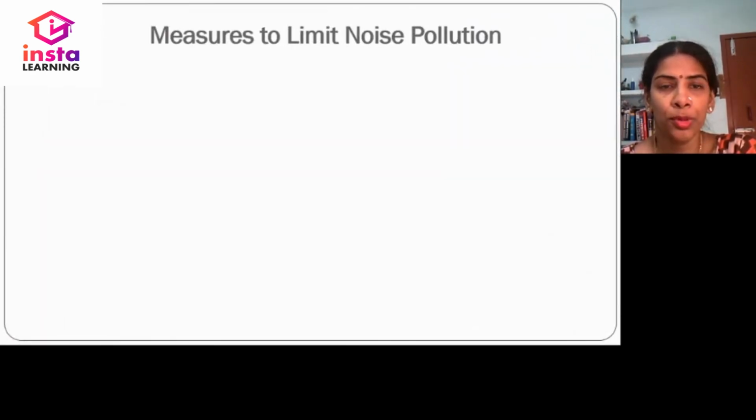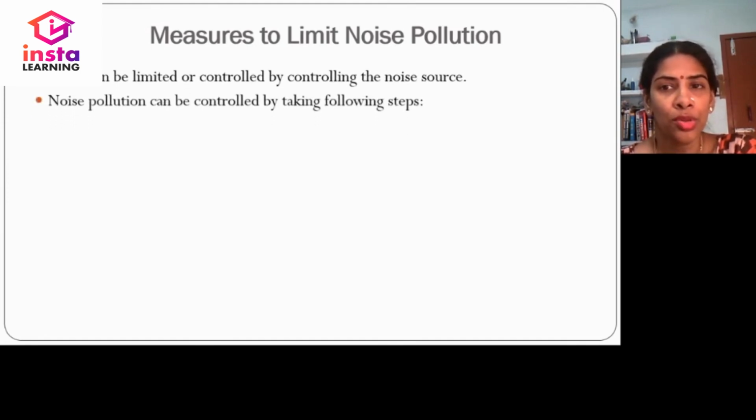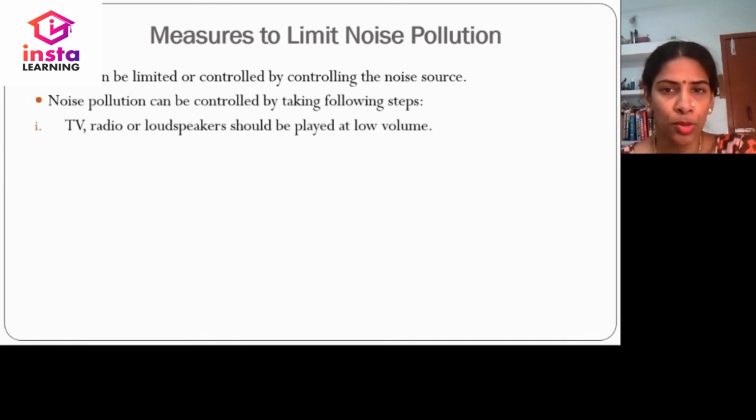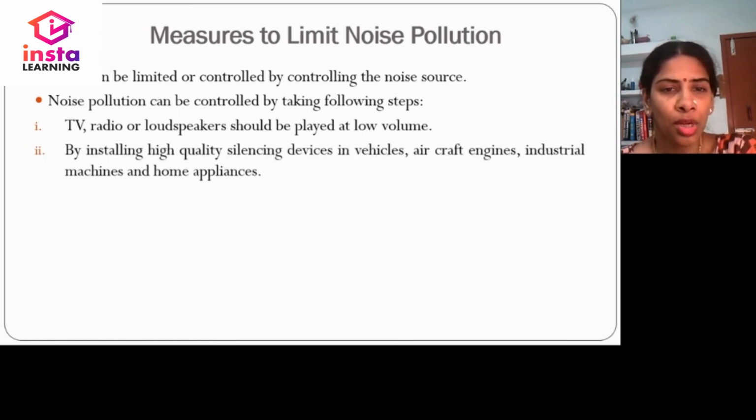Measures to limit the noise pollution. Noise pollution can be limited or controlled by controlling the noise source. Let us see the steps which include the controlling of noise pollution. TV and radio should not be played loudly, they should always be played at low volume. We need to install high quality silencing devices in the vehicles, aircraft engines, industrial machines and home appliances to reduce the volume.